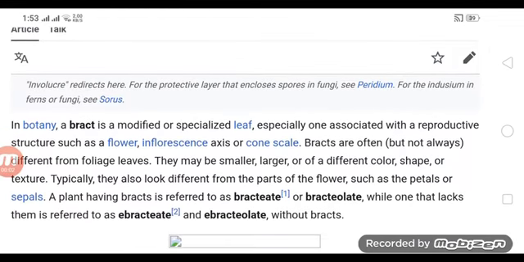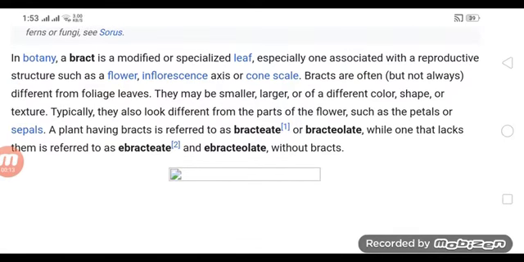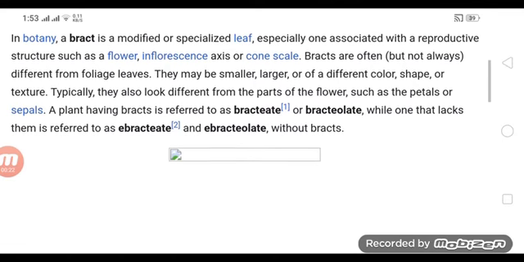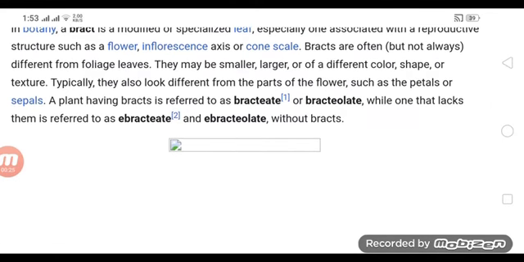A bract, and vertical bract, is a modified or specialized leaf, especially one associated with a reproductive structure such as a flower or inflorescence. Axes are constant; bracts are often, but not always, different from foliage leaves. They may be smaller, larger, or of a different color, shape, or texture. Typically, they also look different from the parts of the flower, such as the petals or sepals.